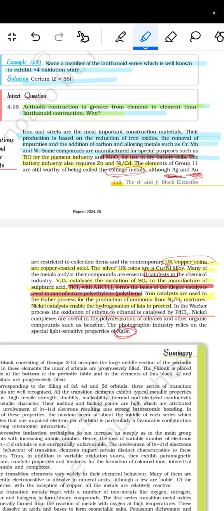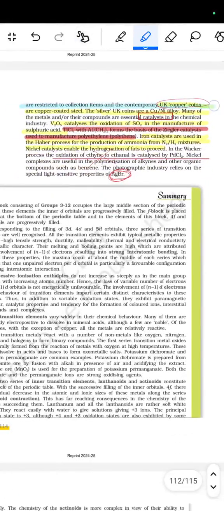Some compounds are manufactured for special purposes such as TiO2 for the pigment industry and MnO2 for use in the dry battery cell. The battery industry also requires Zn and NiCd. The elements of group 11 are still spoken of as the coinage metals, although Ag and Au are restricted to collection items, and the contemporary UK copper coins are copper coated steel. The silver UK coins are CuNi alloy.